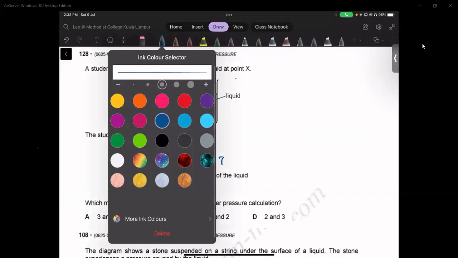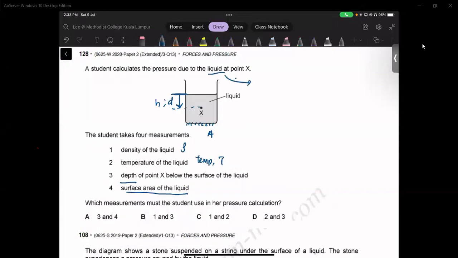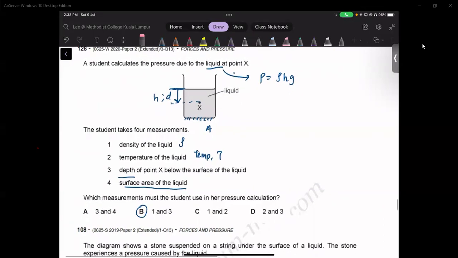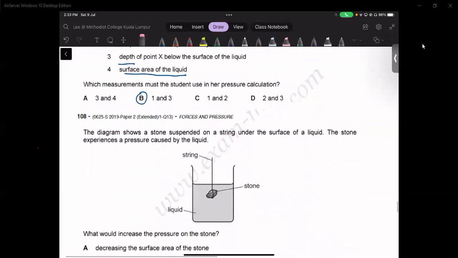So this one is liquid pressure. The equation is rho g h. So I guess we need 1 and 3: density and the depth of the water. Now come to objective length. Okay, looking at the next one.